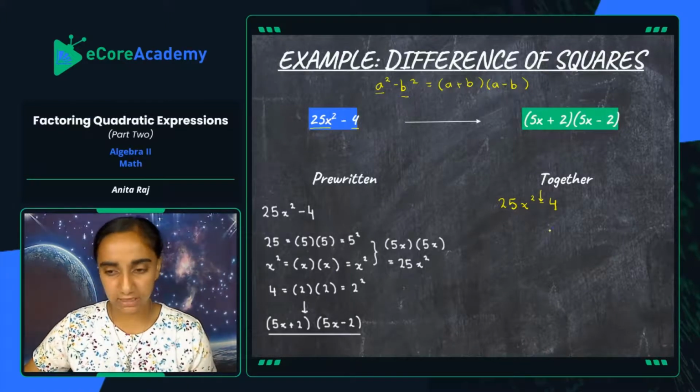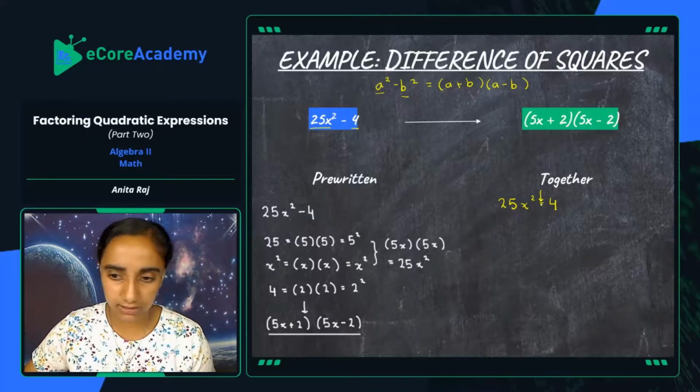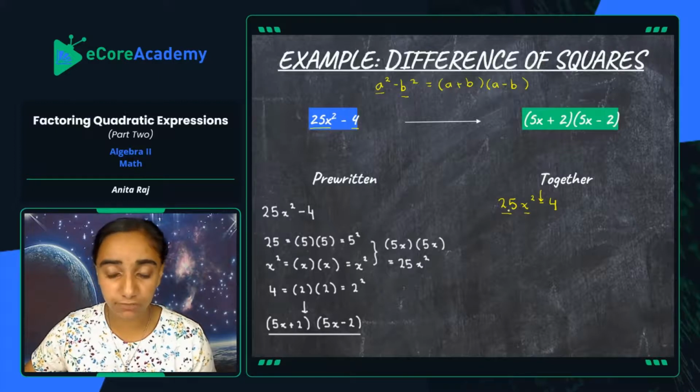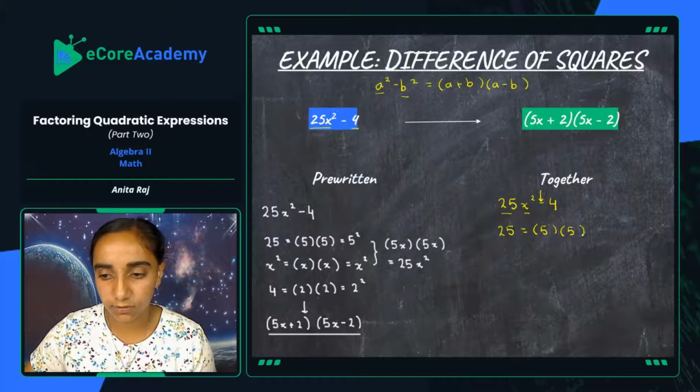Okay, let's break this down. So we have 4 by itself, it's a constant, but here we have 25x squared. So this together is one term. However, the 25 is the coefficient, and then x is the variable. So let's break each of these down. So 25 we know is a perfect square, because it is equal to 5 times 5, which is 5 squared.